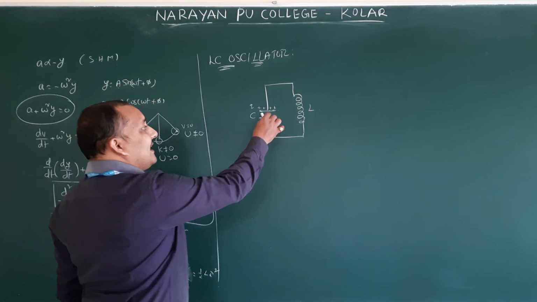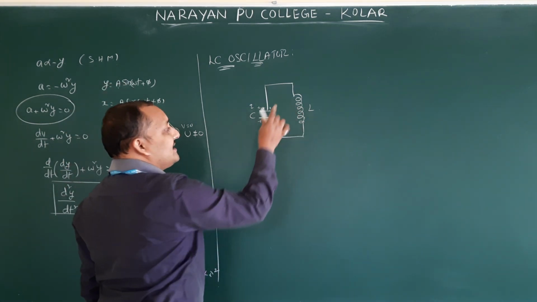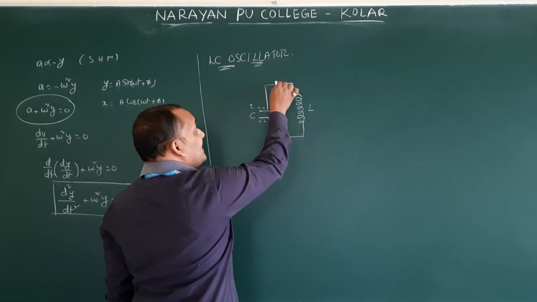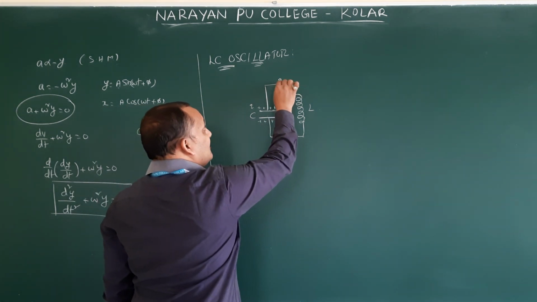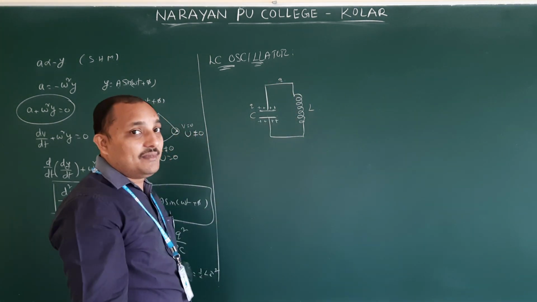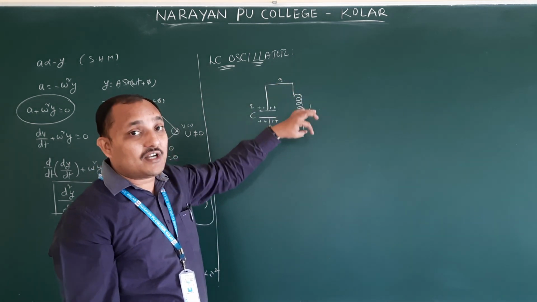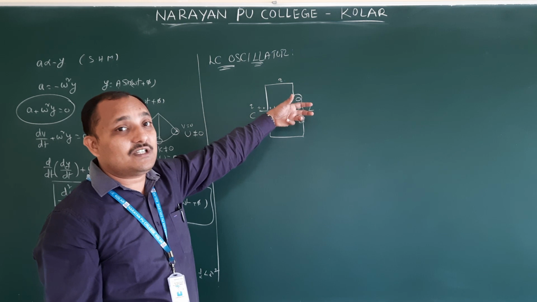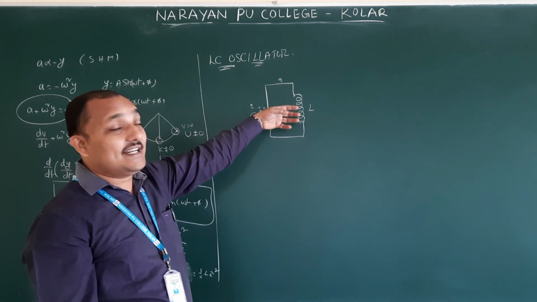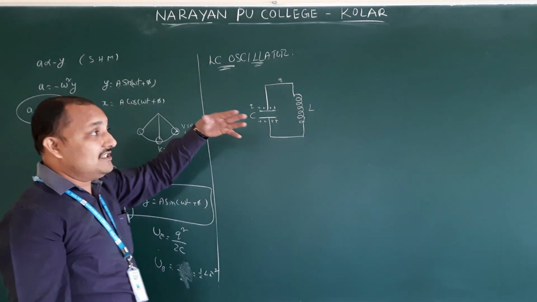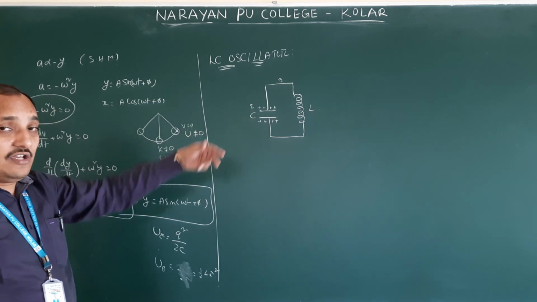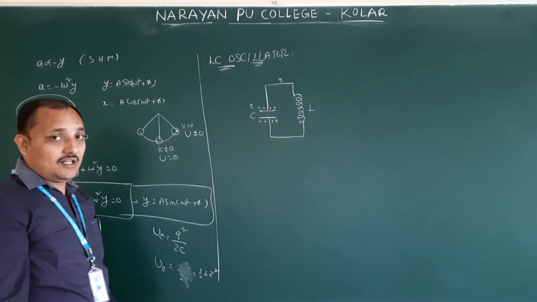So whenever we connect this fully charged capacitor to this inductor, some amount of charge is going to flow. The amount of charge flowing per unit time, that is only current. Whenever current is changing within this inductor, it is going to produce magnetic energy. Already you came to know all this in electromagnetic induction.